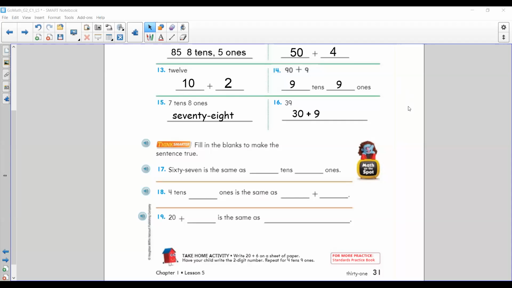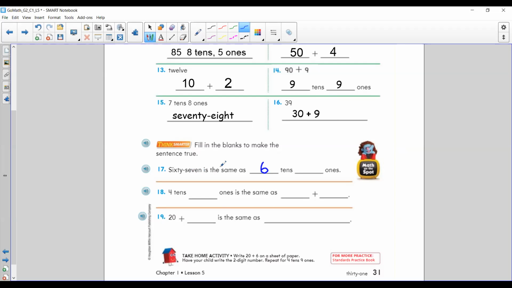Okay. Oh, Jeannie and Professor Berger, they sure are funny. So let's fill in the blanks to make this sentence true. 67 is the same as how many tens and how many ones? Well, let's grab our pencil. 67. Do you think that's 6 tens or 60 tens? Well, 60 tens means we would have to count by tens 60 times and we would reach 600. But 60 means 6 tens. 10, 20, 30, 40, 50, 60.